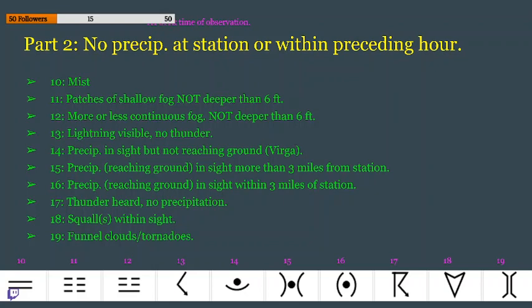17 is no precip thunder, which, okay. Isn't lightning required for thunder? Yes. Why do they not see the lightning? I don't know. Number 18 means that a squall is within sight, and number 19 means funnel clouds or tornadoes. Usually funnel clouds, because they wouldn't be reporting if there's a tornado.